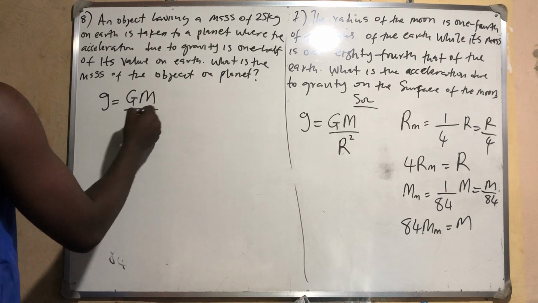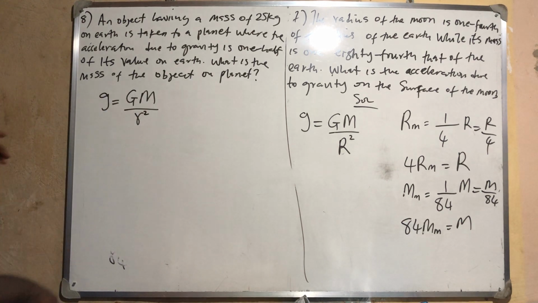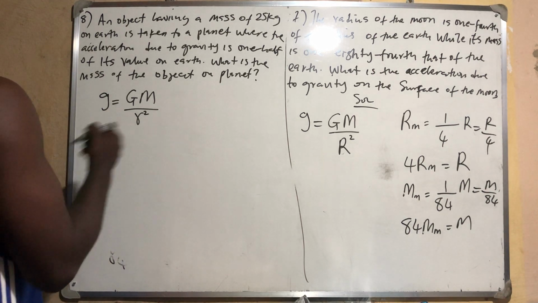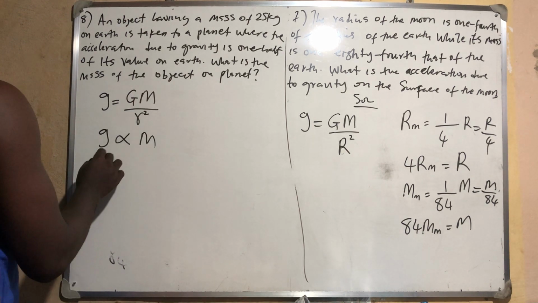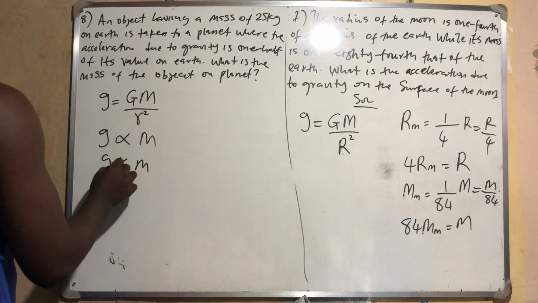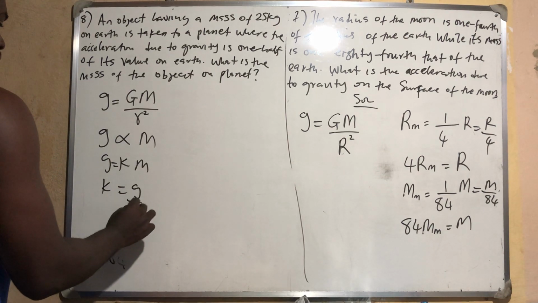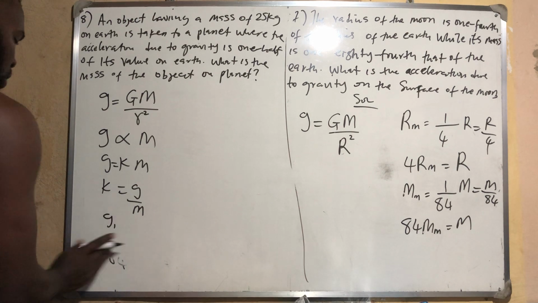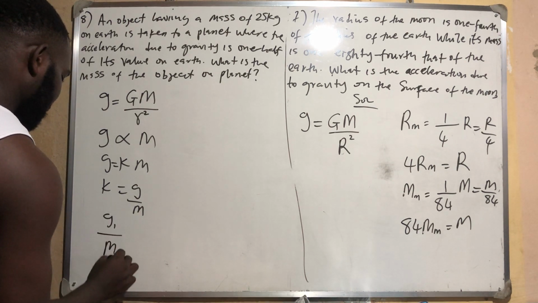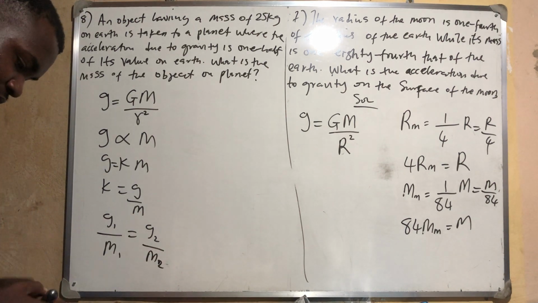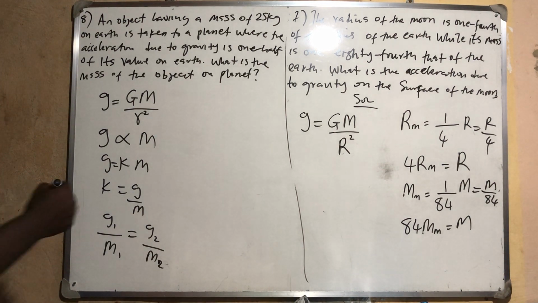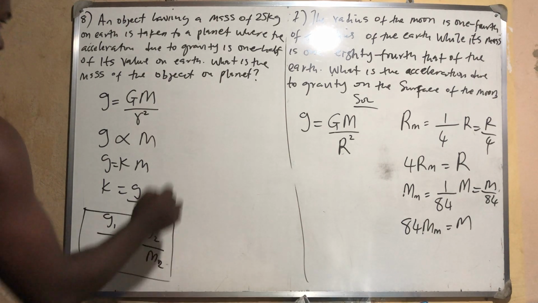So from here, I know that my g is equal to GM over R squared. This shows that g is directly proportional to M. So g is now kM, so my k will give me g over M. So g1 over m1 is equal to g2 over m2. Very important formula to note.